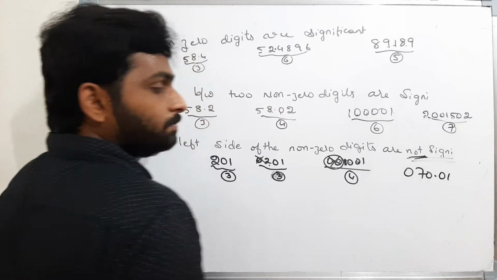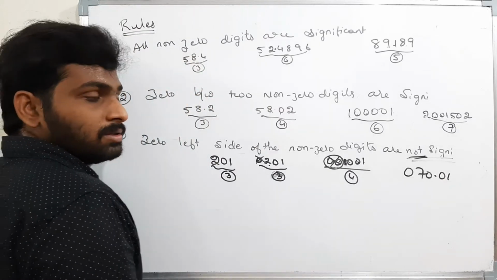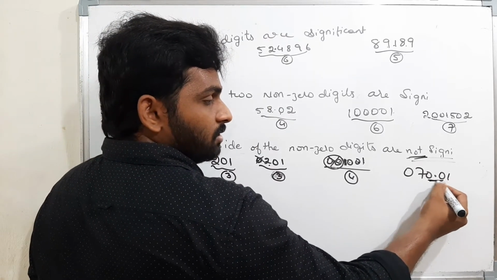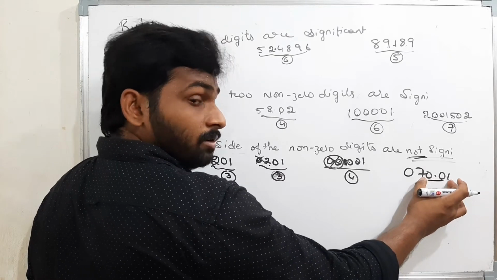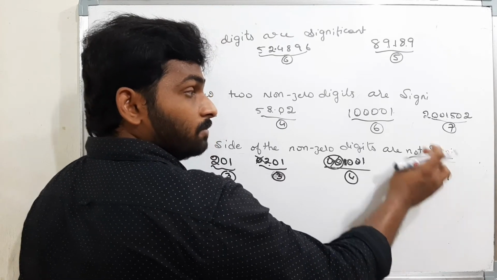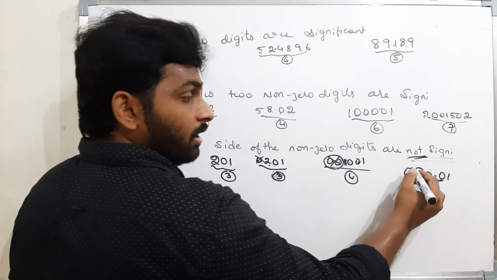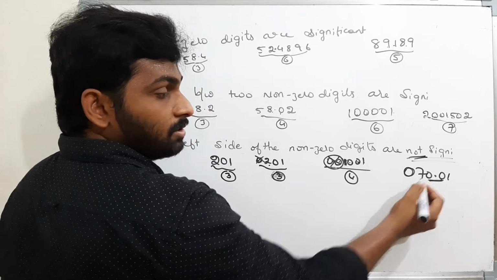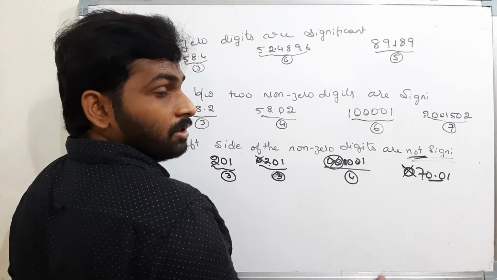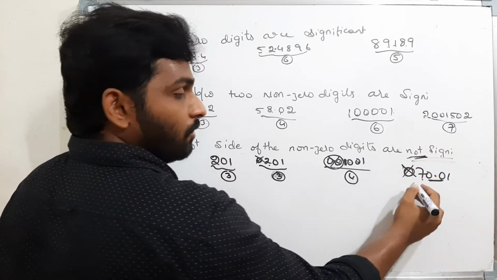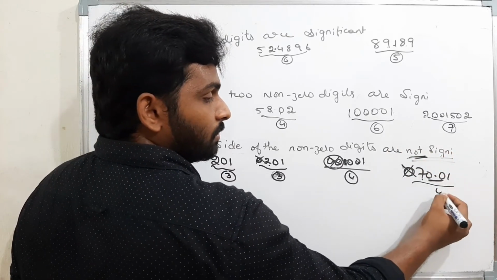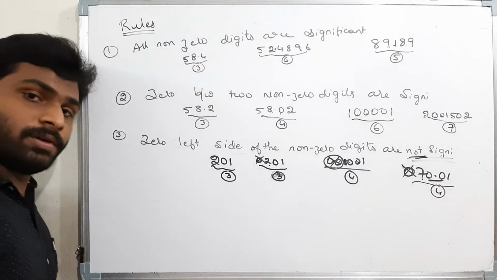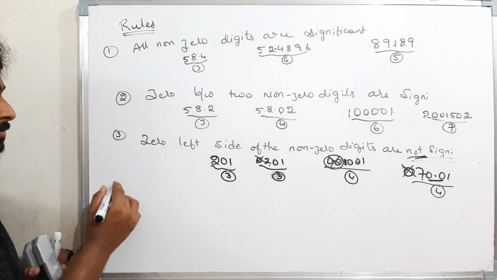Now, 0, 7, 0, 0, 1. Now, tell me. How many significant figures? These two zeros are between two non-zero digits. Therefore, these two zeros are significant. But this zero is entirely on the left side of a non-zero digit. Therefore, this zero is not counted. This zero is not a significant figure. Therefore, how many significant figures? 1, 2, 3, 4. 4 significant figures. Now, we will see a fourth rule.